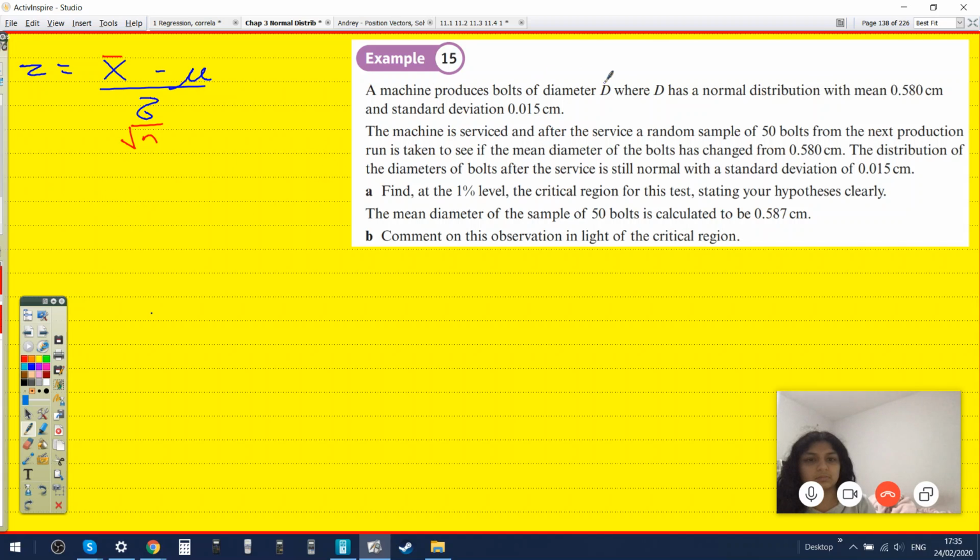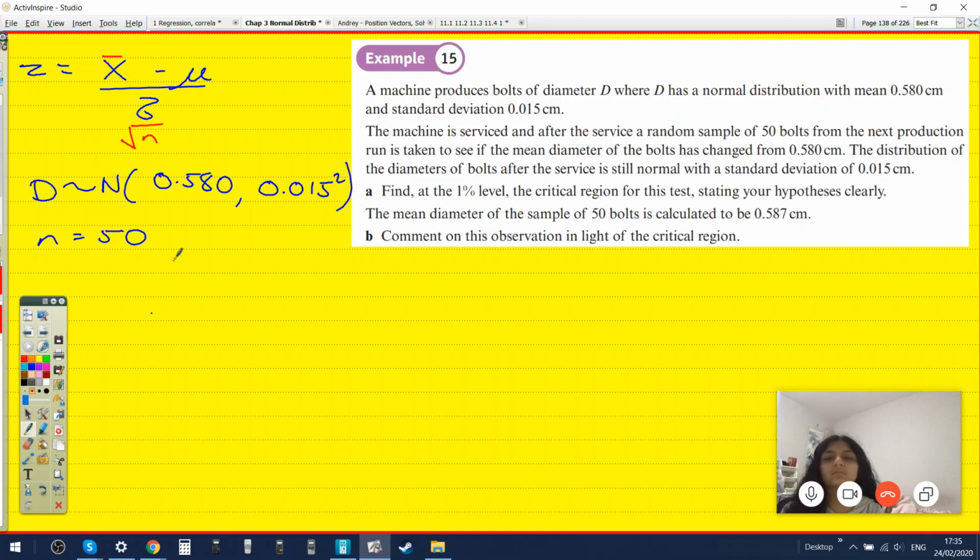So D is normally distributed. Mean is 0.580. Standard deviation is 0.15, so variance would be squared. Machine is serviced, a random sample of 50. N equals 50. From the next production, the mean diameter has changed from that. The distribution of the diameters is still normal with a standard deviation of this. Find at the 1% level the critical region.